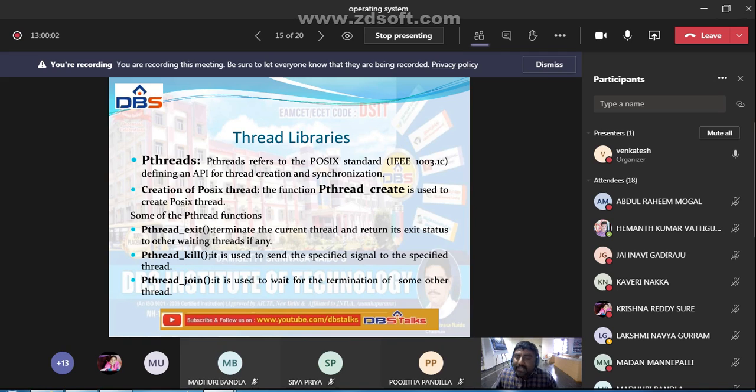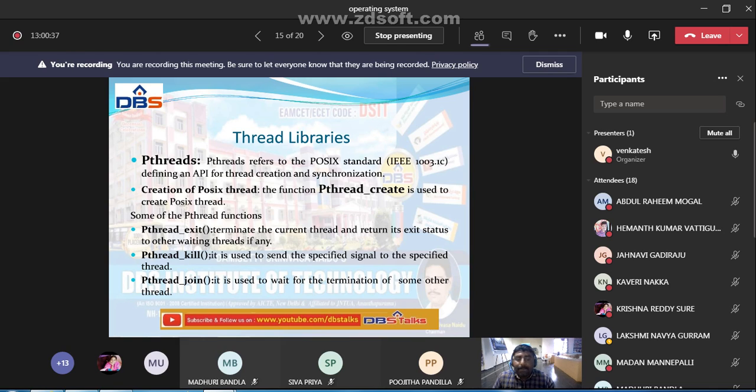Pthread_exit is used to terminate the current thread and return its exit status to another waiting thread, if any. It means it is going to terminate whatever thread is executing currently, and it will return its exit status. That means the thread has completed its execution, I exit that thread, and at the same time it gives a chance to another thread, if any. That is the purpose of pthread_exit.